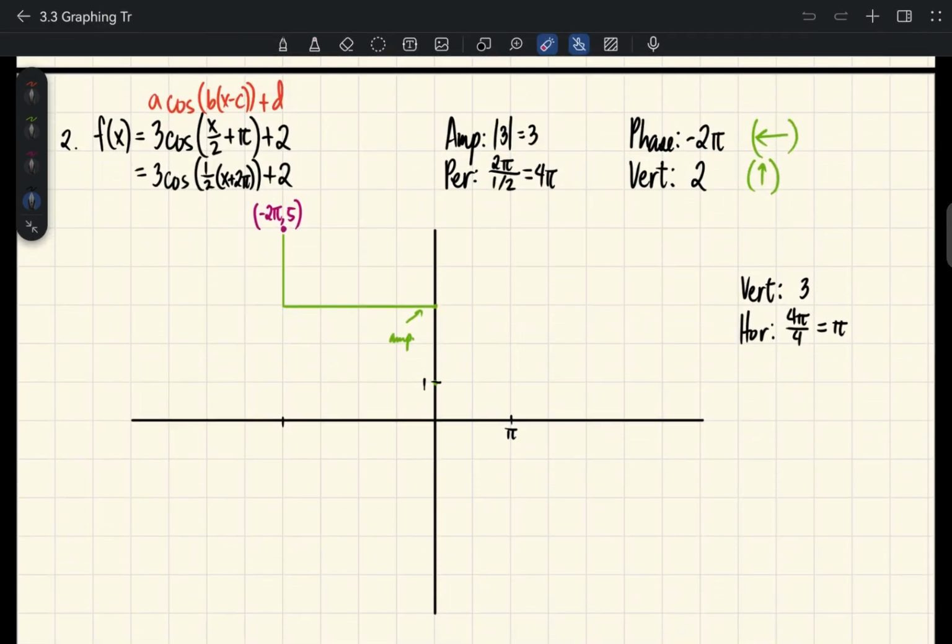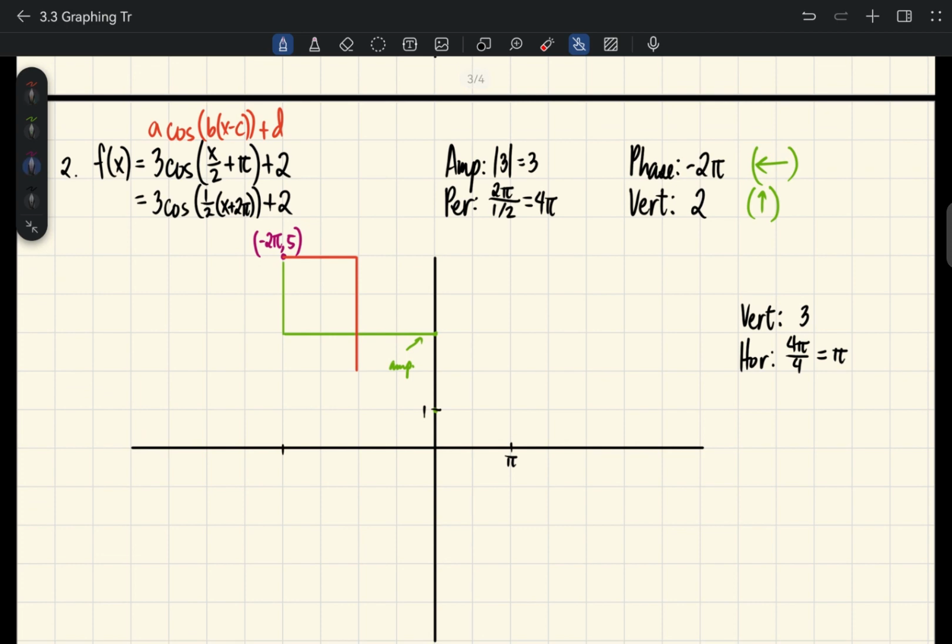So first, we move pi units to the right. And after that, we move 3 units down. So we have right here the point. So since we move pi units to the right, this is already negative 2 pi plus pi, which is negative pi. And since we move 3 units down, we have 5 minus 3, that's 2.